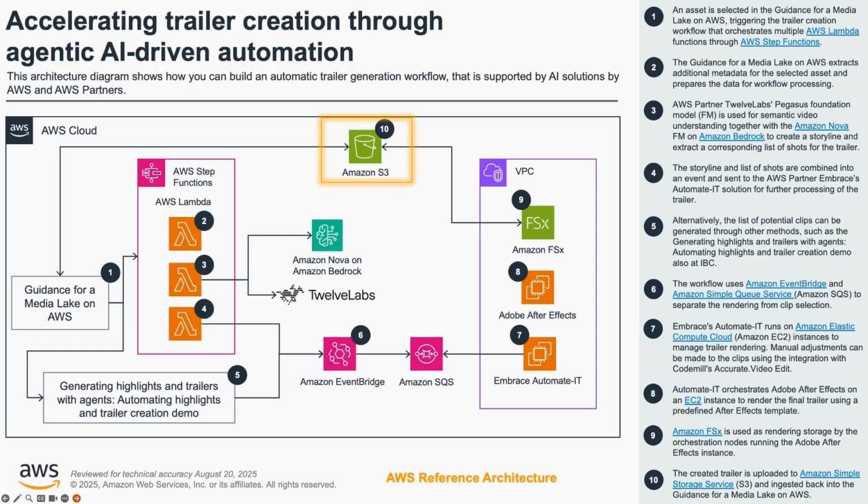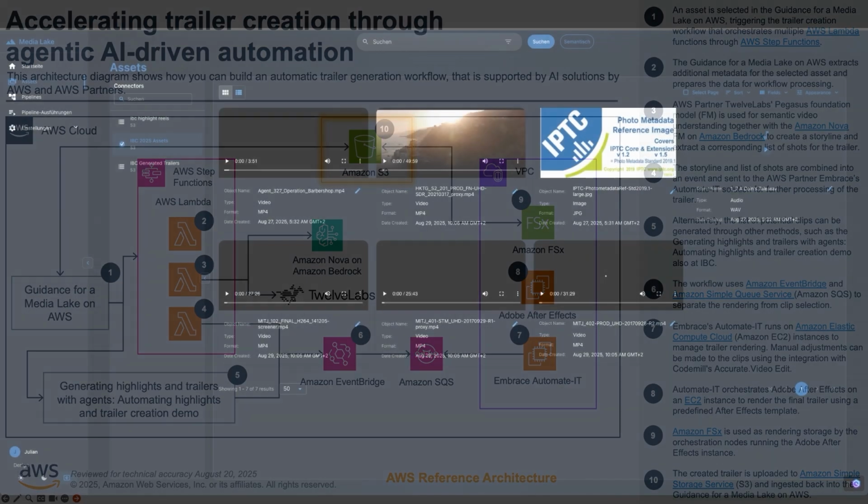it is then sent to Amazon S3 again, which allows us to send this back to the Media Lake on AWS. After going through the architecture now, let's take a look at some of the tools in more detail.